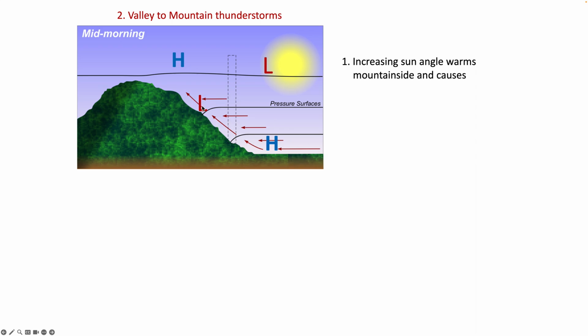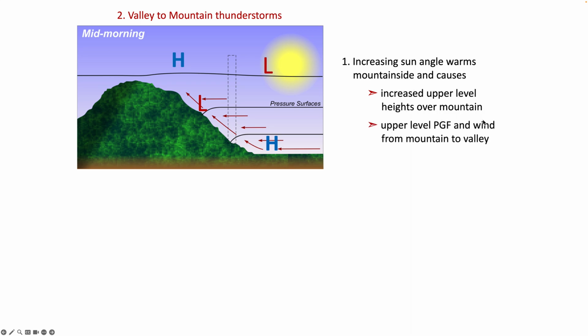As a result, it gets hotter along the mountain slopes, and this leads to slightly higher heights over the mountains than over the valleys. And so we end up getting the same type of phenomenon that we have with our sea breeze circulation, which is that we'll first get a pressure gradient that points from high to low pressure, in other words, high to low heights. In this case, it'll point from the mountains toward the valley. So you get increased upper level heights over the mountain, and you get an upper level pressure gradient force and wind from mountain to valley.